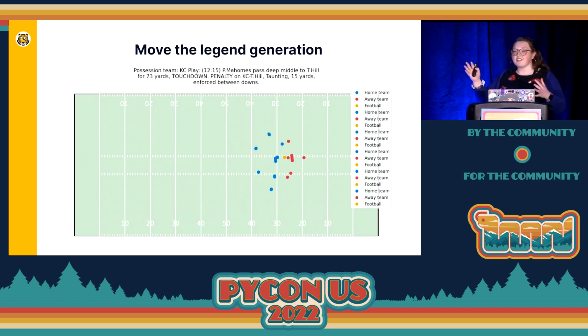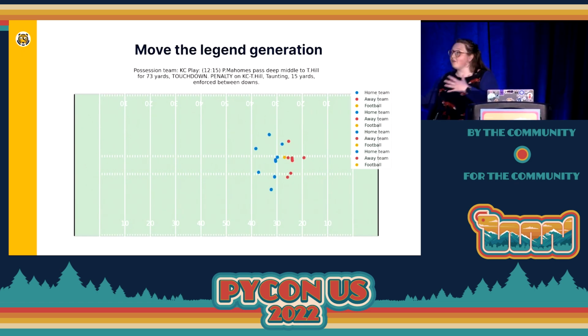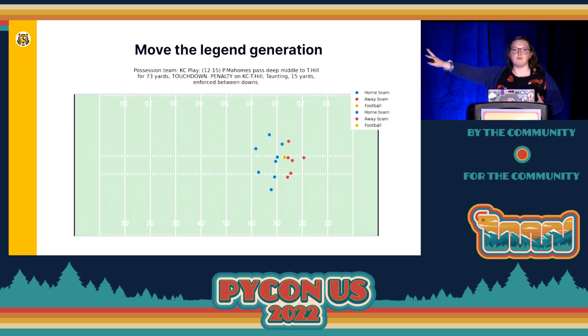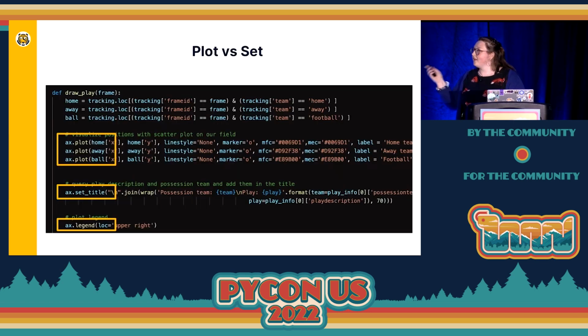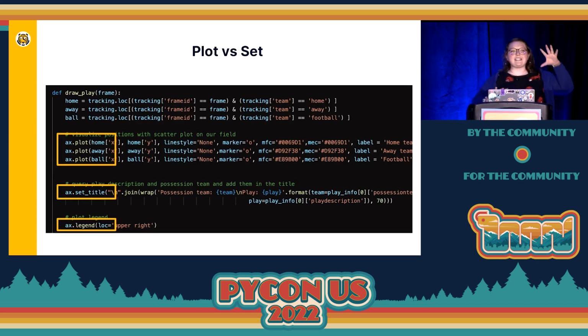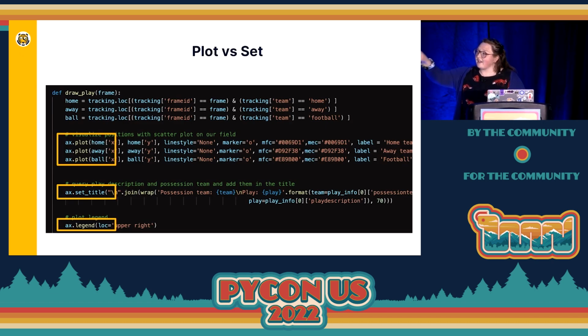So the player's movements, that's good. I want to see how the players are moving over time, and I want to keep their historical movement in view. But this legend is a problem. And so that takes me to wanting to talk about these two types of functions that you can use when you create your iterative function that you're going to insert into FuncAnimation. And that is plotting function types versus setting function types. So for plotting function types, I highlighted the three types of functions that I call in my iterative function, my drawPlay function.